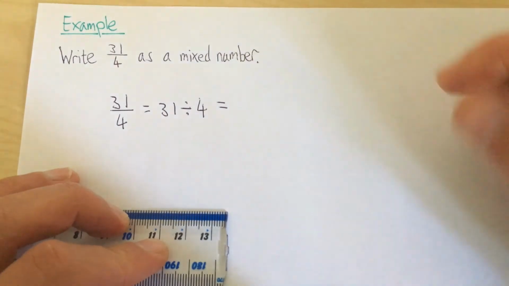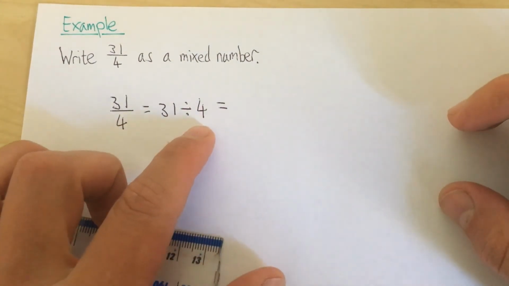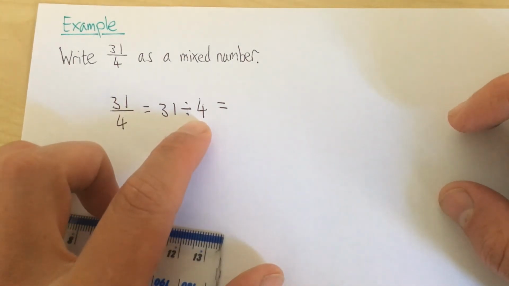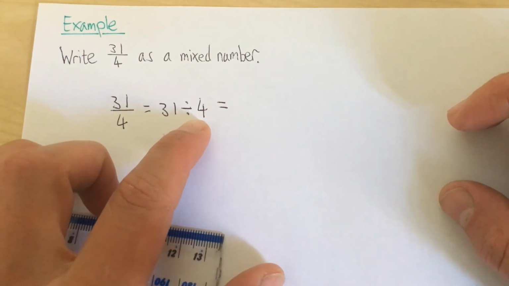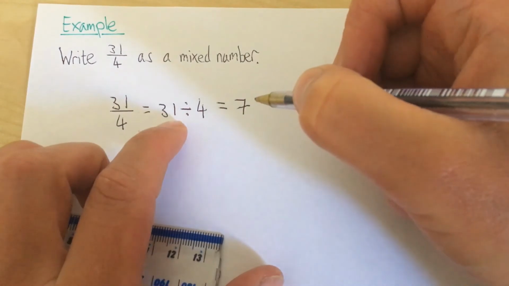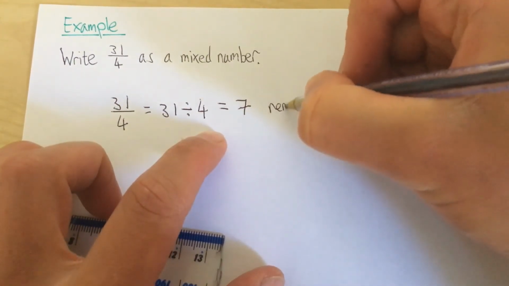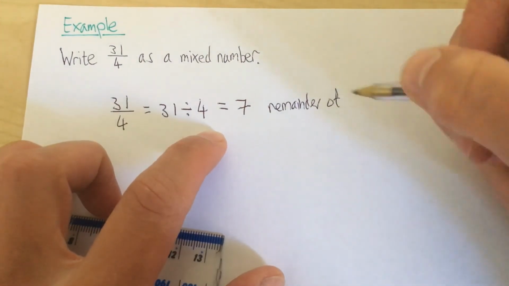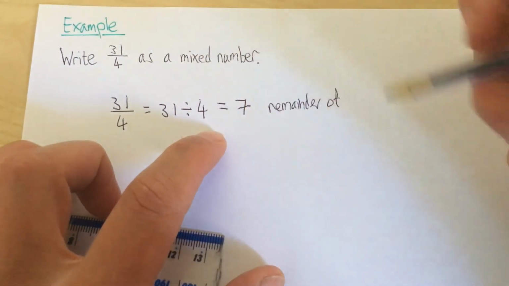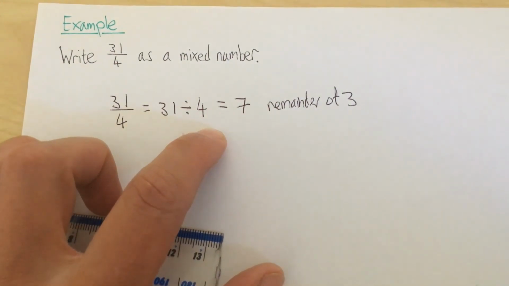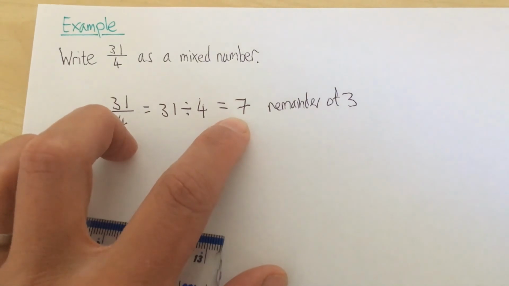So if I work out the integer part, how many 4s go into 31? Well, 4 multiplied by 7 is 28, and 4 multiplied by 8 is 32. So 7 4s go into 31, but there's a remainder of 28, 29, 30, 31. There's a remainder of 3. So I've got the whole number part of the mixed number.